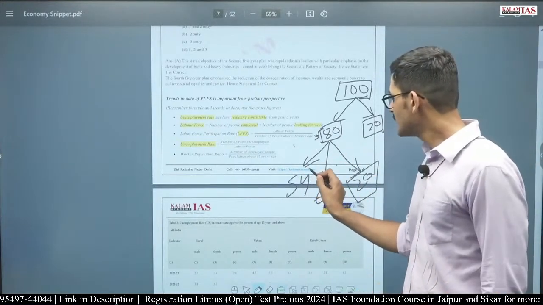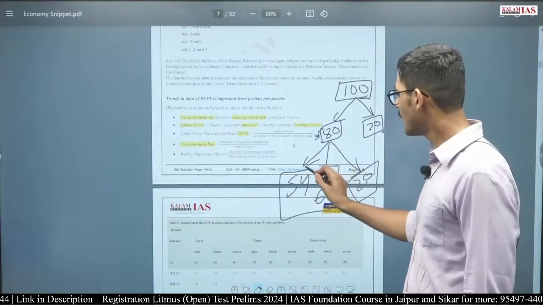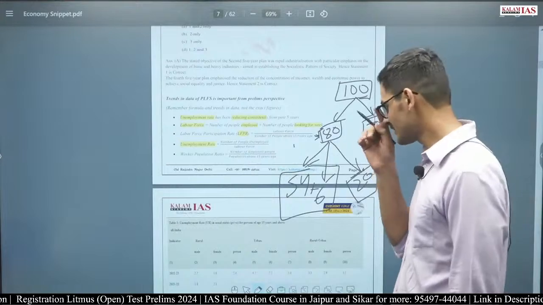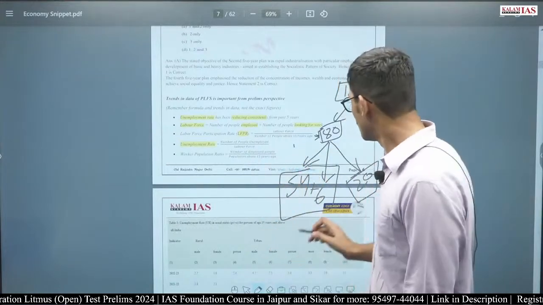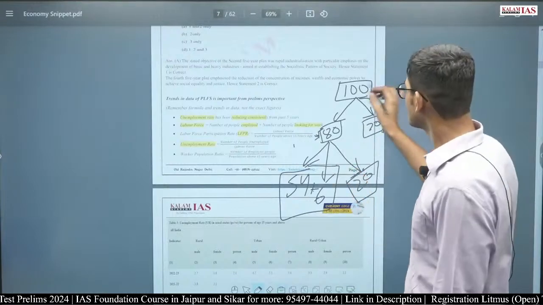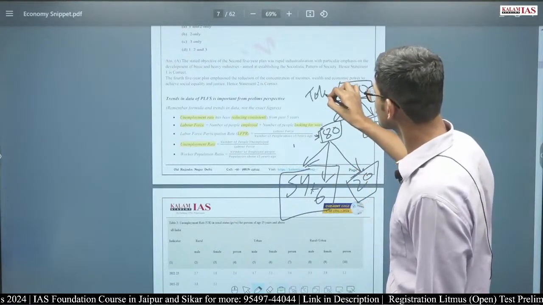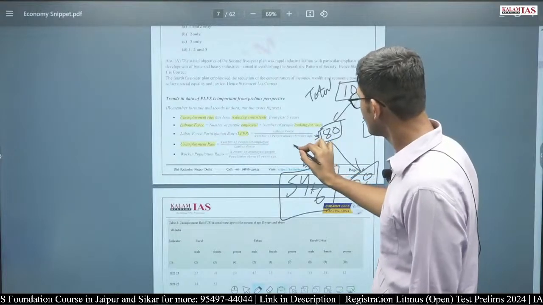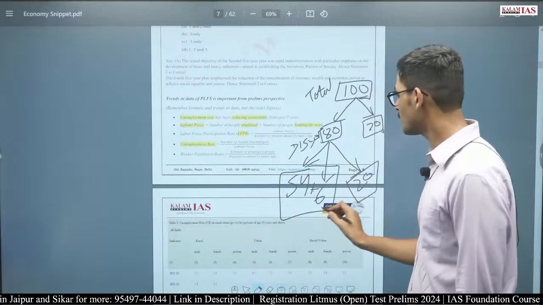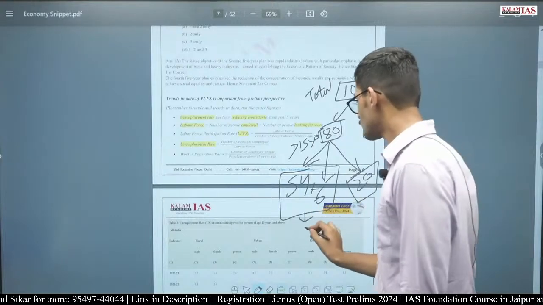Whereas these people are looking for employment, out of which 54 had got the employment and 6 have not got the employment. They are still looking for it. So these are the people who are unemployed. What is this? This is total population. This is above 15 years of age population. Out of the above 15 years of age population, this is labor force.